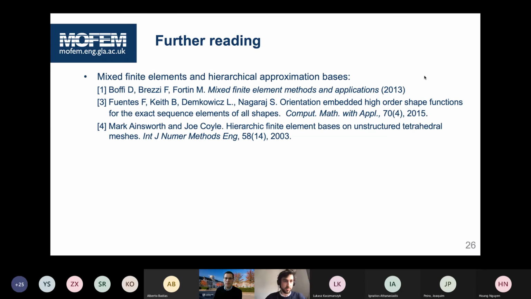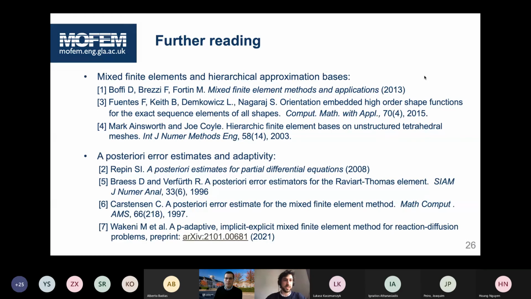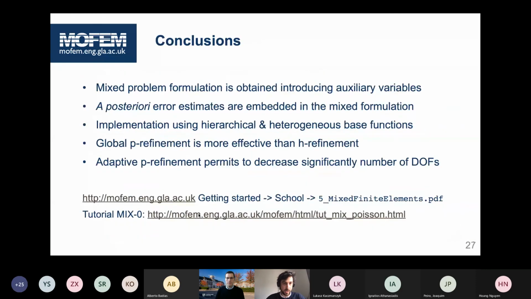So I collected some possibly useful reading on the mixed finite elements and hierarchical approximation basis, especially the first book by Brezzi and Fortin is a very useful one to learn how to work with the mixed finite elements. And also some literature on the a posteriori error estimates, which I used. And I would specifically mention the last one here, the work by my colleague Mebratu, who implemented p-adaptive implicit-explicit mixed finite elements, which is now in the publication process.